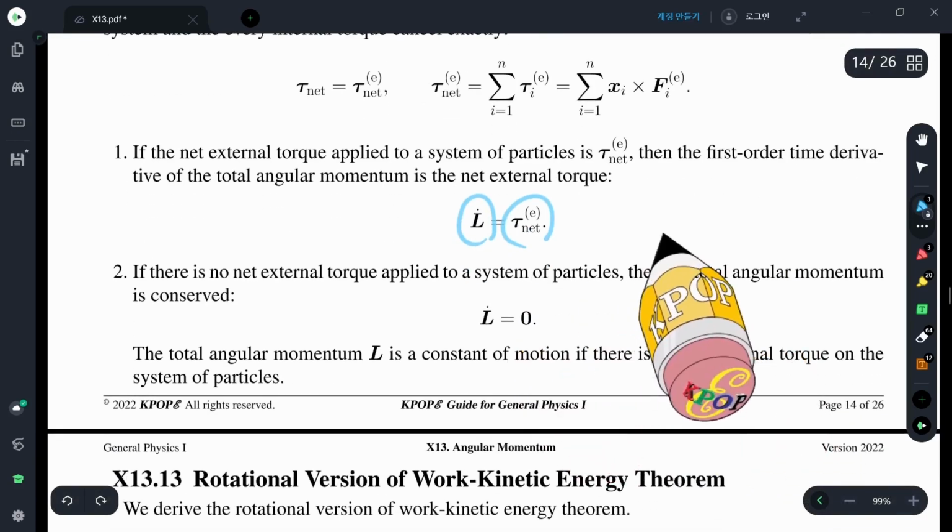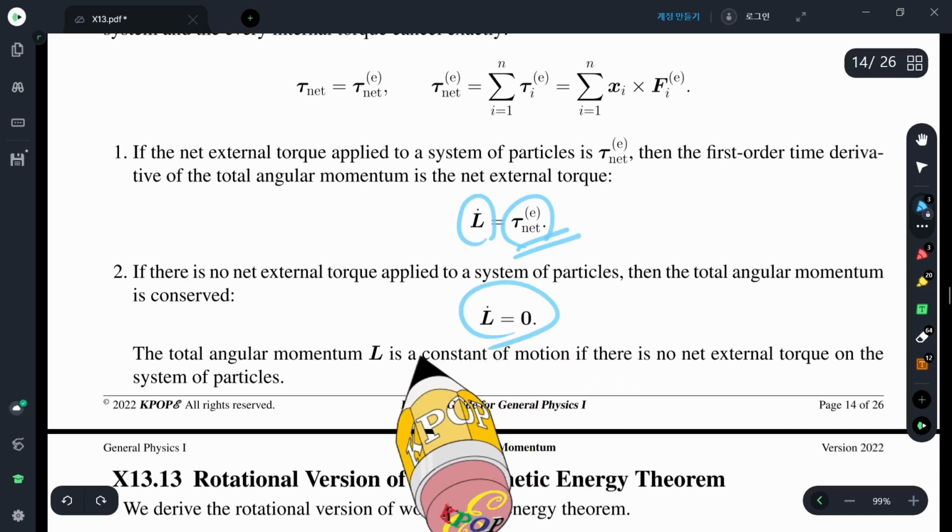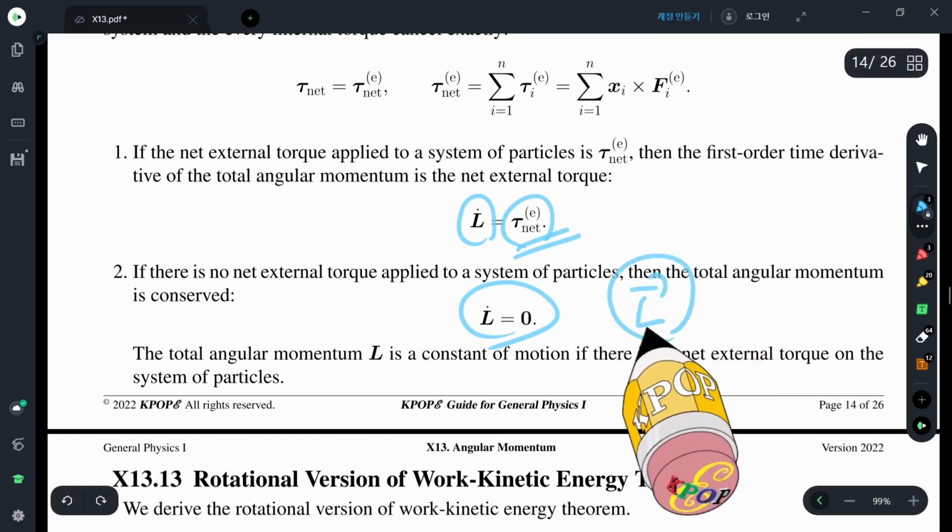If the net external force is turned off, then the time derivative of the total angular momentum of the system of particles vanishes. That means the total angular momentum of a system of particles is conserved as long as the internal force is central.